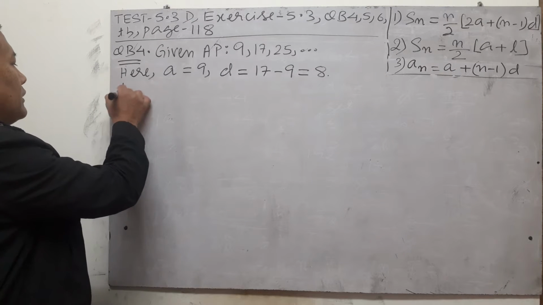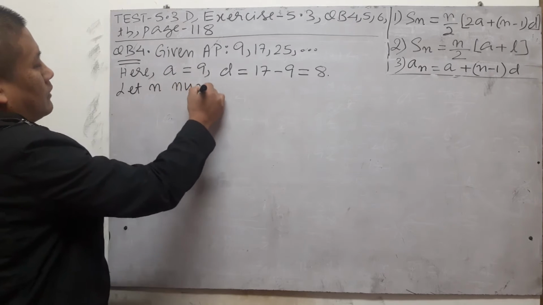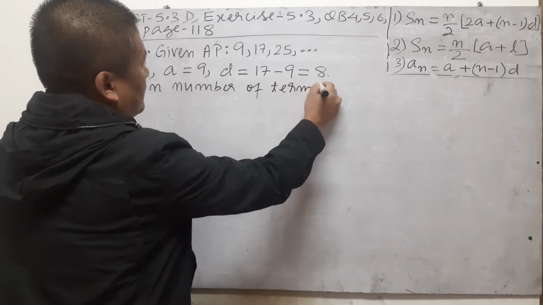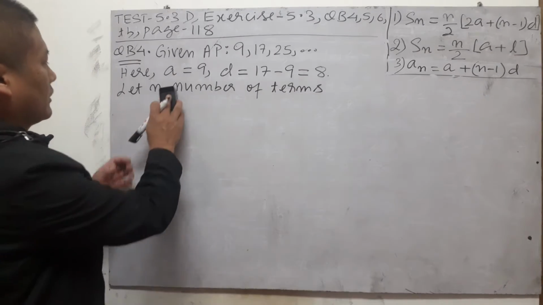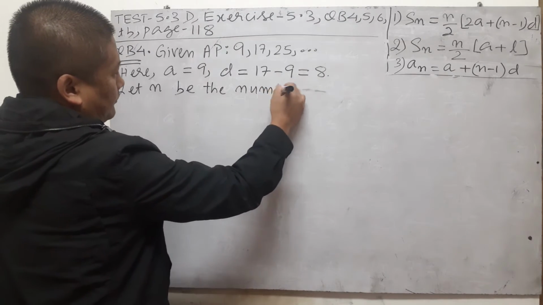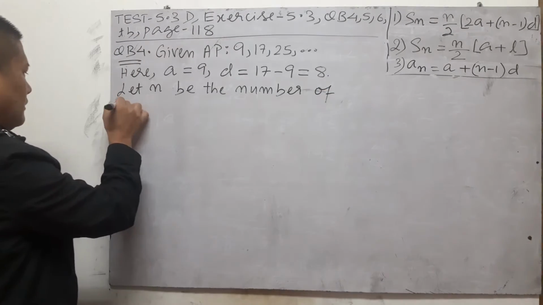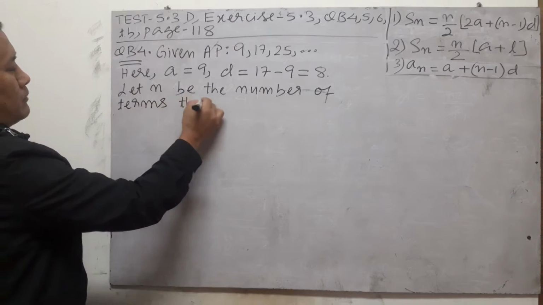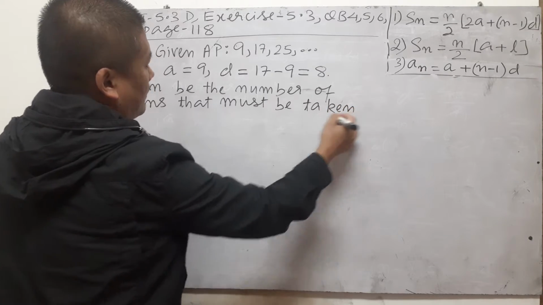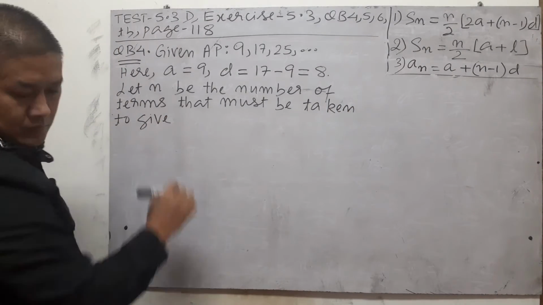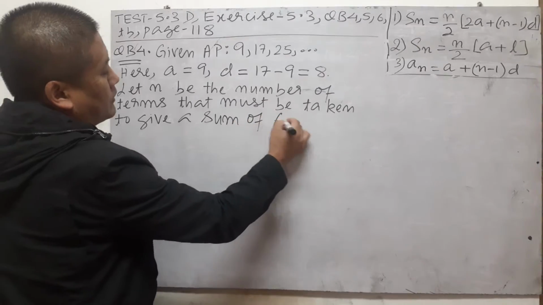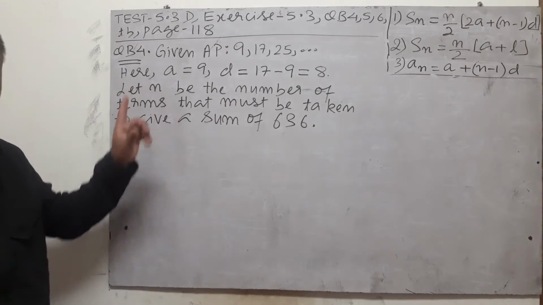So let's write here, let n be the number of terms that must be taken to give a sum of 636. So we have to find this n.